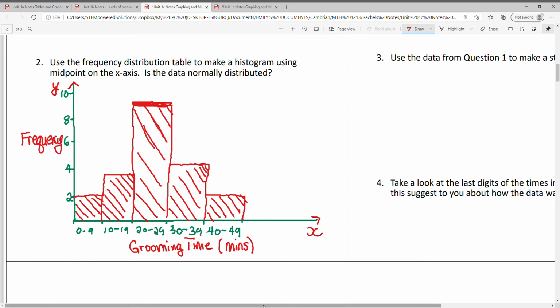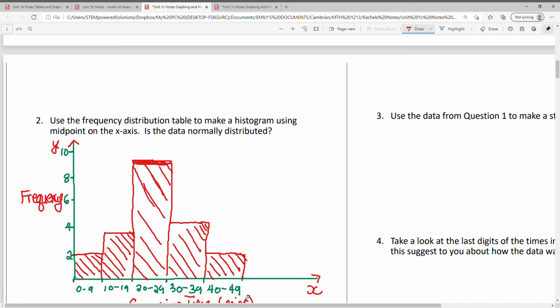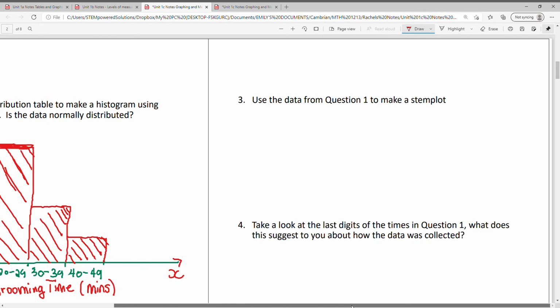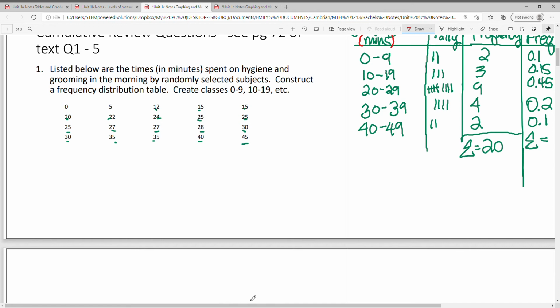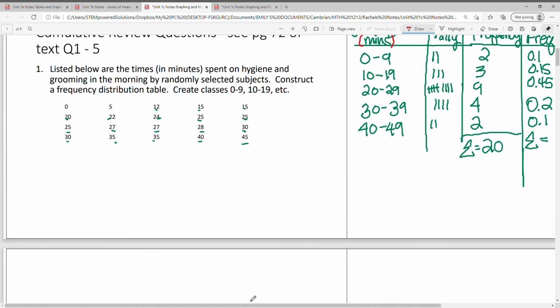Use the data from question 1 to make a stem plot. I'm assuming that this is a continuation of question 1. So we can create a stem and leaf plot. I'm going to create the stem and leaf plot right underneath the data, because that's most convenient for me.